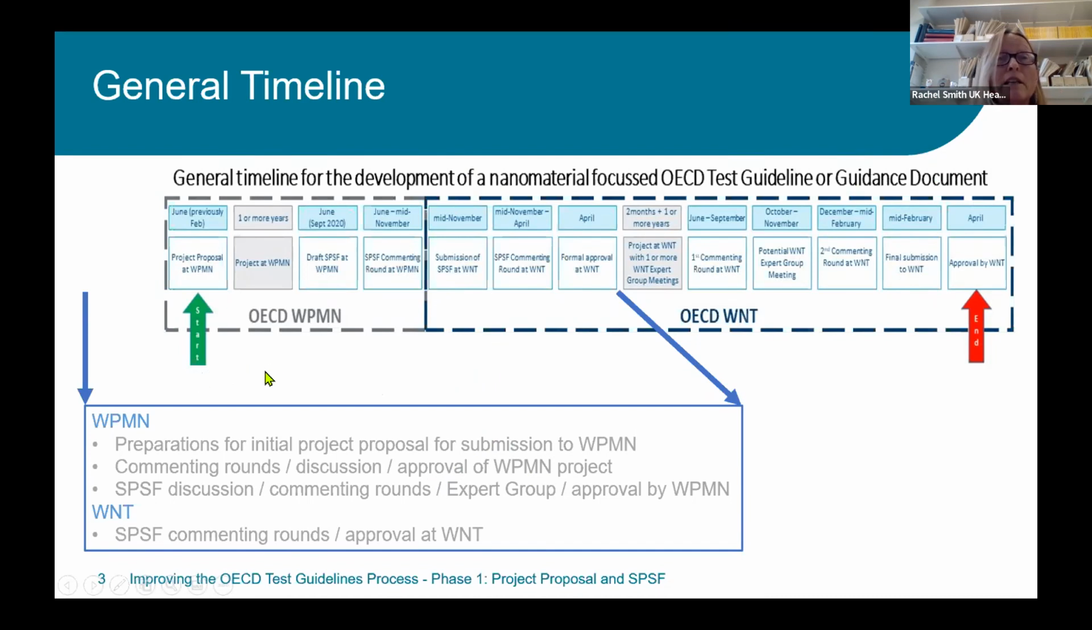So essentially, looking at this phase 1, we're looking at the stage from WPMN preparations for the initial project proposal, because it's necessary to have a project proposal at WPMN and for that to be agreed. And then the drafting of SPSFs at WPMN and commenting rounds, and these have to be agreed by WPMN before they can then be submitted to WNT. But this initial phase also includes the SPSF commenting rounds and approval at WNT. So this is the range that we're looking at, but I'm also going to talk a little bit for this project about the initial steps before the project proposal was started at WPMN.